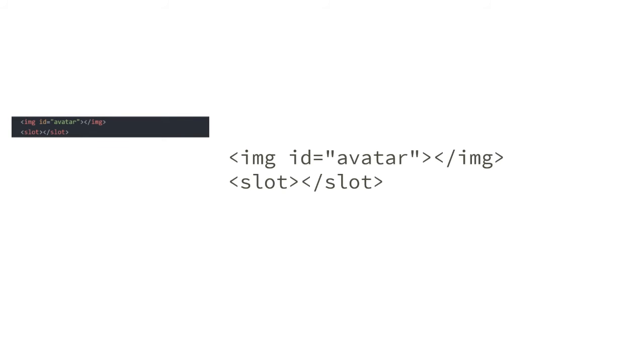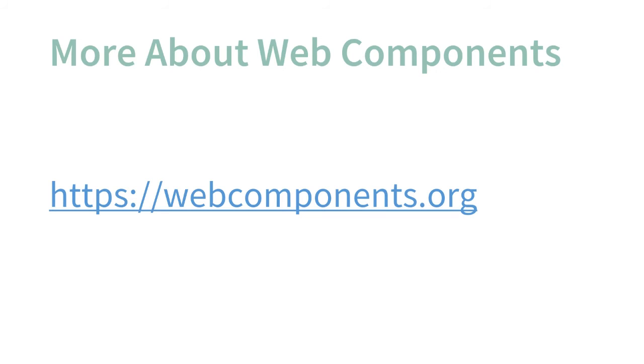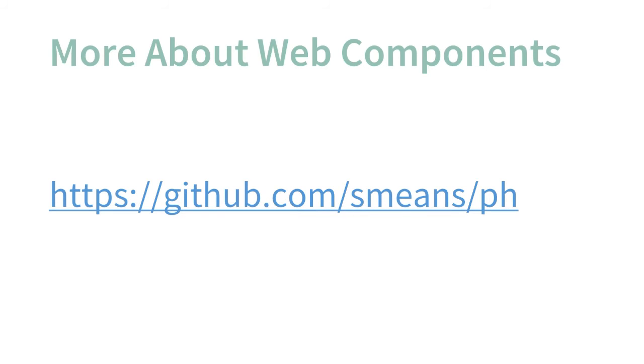The rest of the markup inside the template element is used to initialize new component instances. All new FS slug elements contain an image element with an ID of avatar in their shadow DOM. That ID is scoped to a specific FS slug instance and can't be accessed by the public DOM. There's also a slot element which allows users of the FS slug element to inject their own markup into the rendered component. The content inside the FS slug element will be injected into the web component in place of the slot elements in the template. The mechanics of slots, the shadow DOM, and other web component topics are beyond the scope of this overview, but for more information, start at webcomponents.org. And if you'd like to play with the plain HTML library, it's available using the MIT license on GitHub.